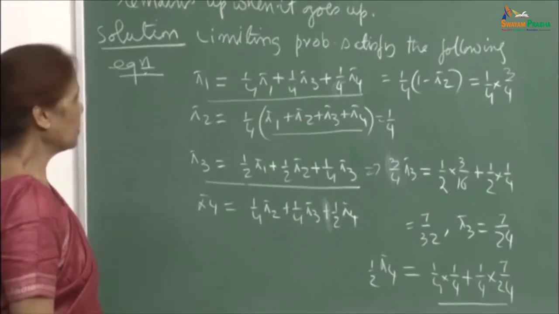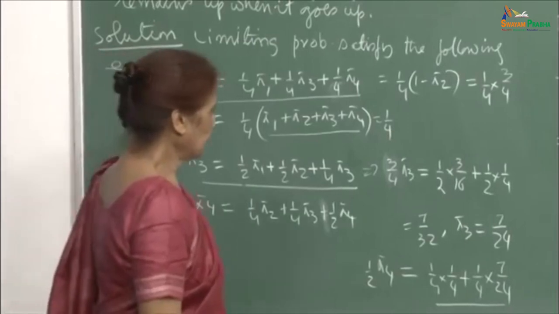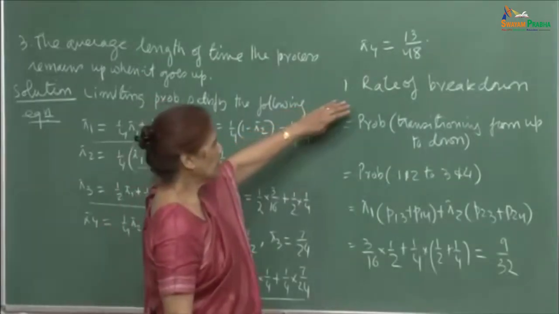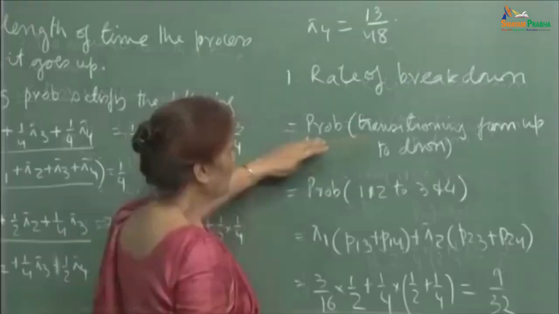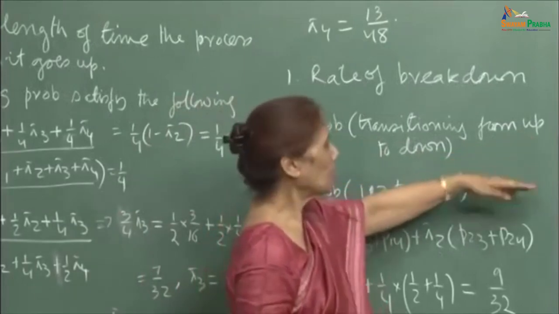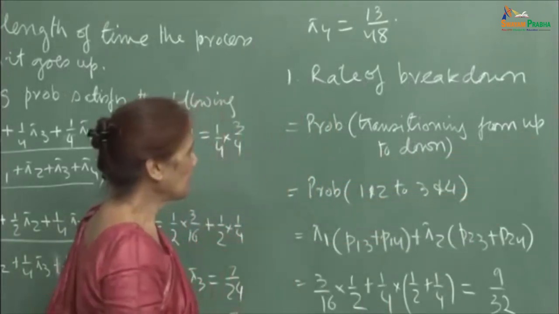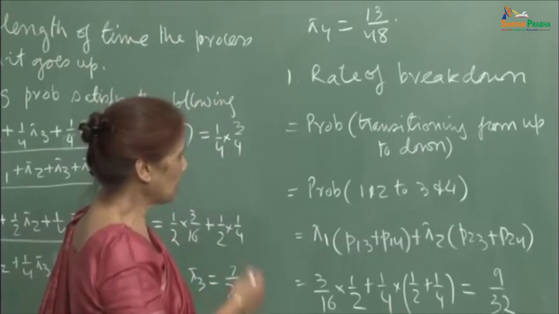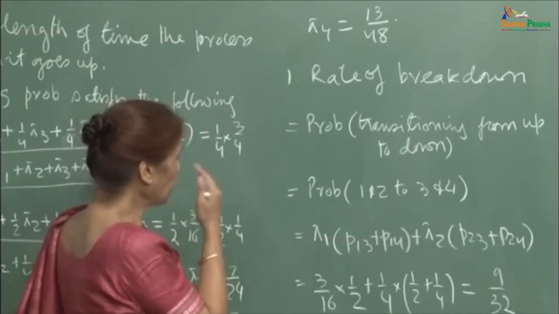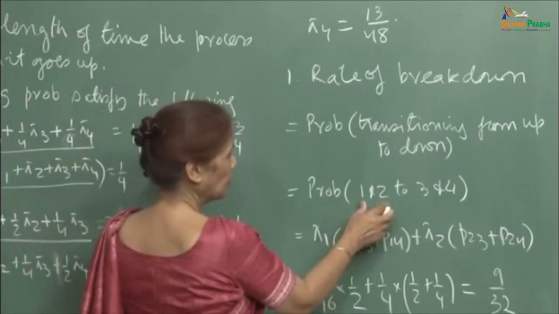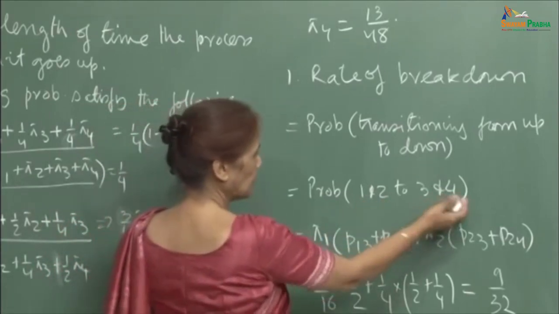Now, let us try to answer the questions. Rate of breakdown. So, rate of breakdown is a transition probability of transitioning from up to down, right. That means up means when your machines are working, or any one of the machines is working, and then any one breakdown will mean there is a breakdown. So, that means you are transitioning from 1 and 2, which are up states, to the down states, which are 3 and 4.